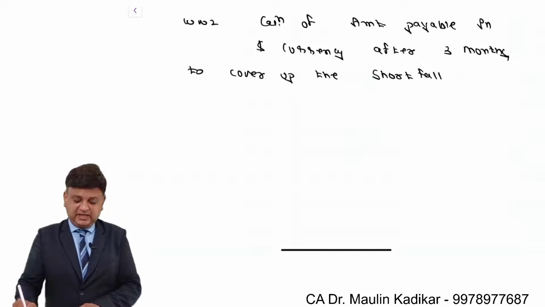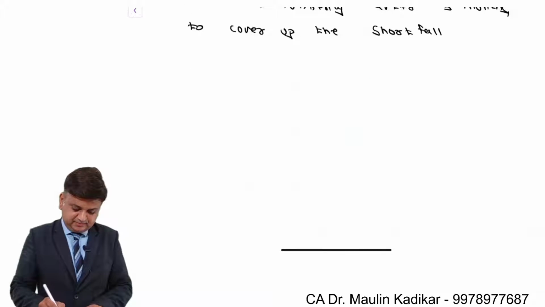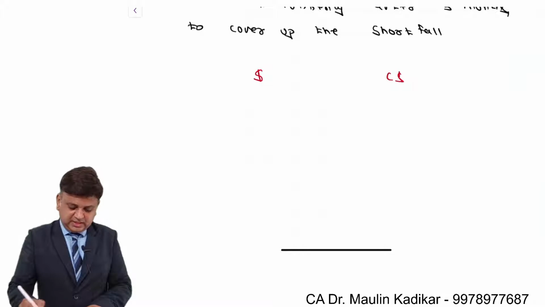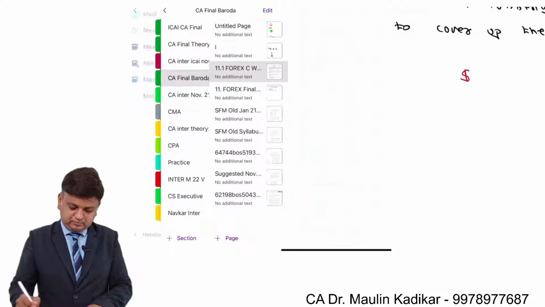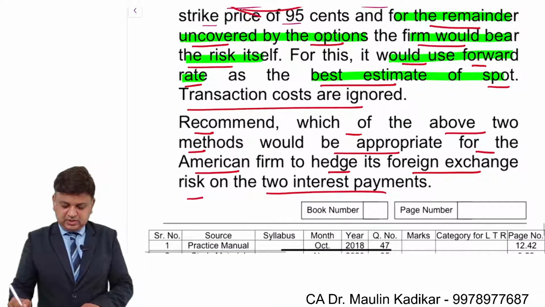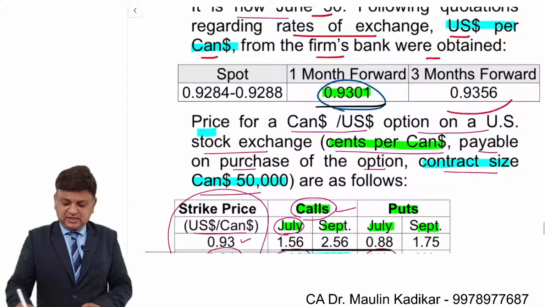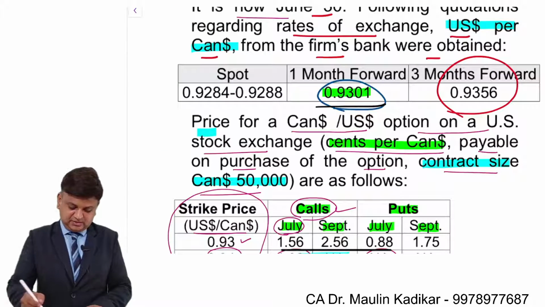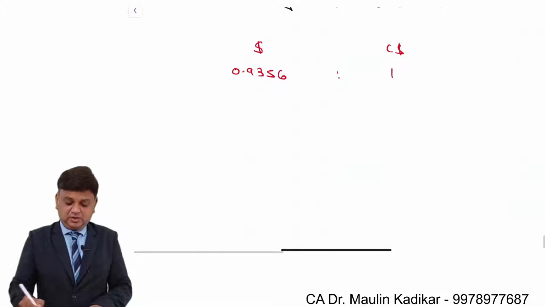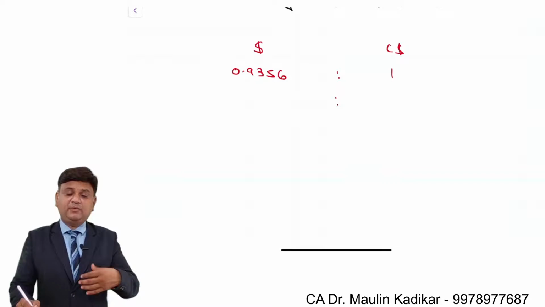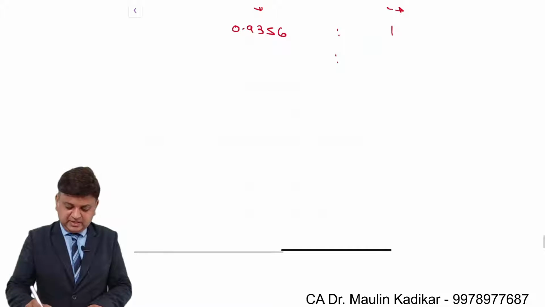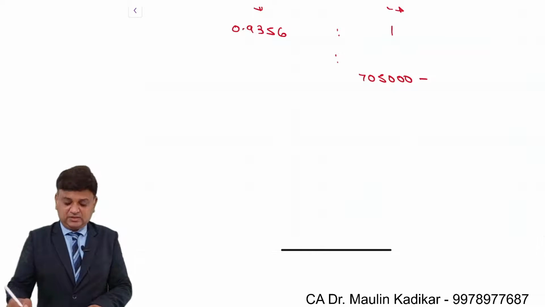So we understand that the working will be made like this. Dollar per Canadian dollar. We can see that over here the forward exchange rate is 0.9356, so 0.9356 dollar per Canadian dollar. Now what is the amount of shortfall? We can understand 7,05,000 minus 14 into 50,000.